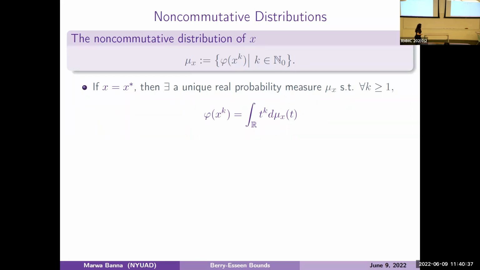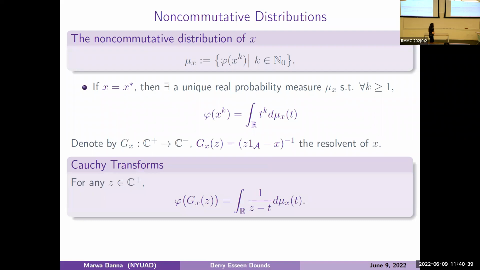So mu x is called the spectral measure of x. And when we are dealing with probability measures, then we have access to lots of analytical tools. One of them, we've also seen, is the Cauchy transform. Here I'm going to denote by g_x(z) the resolvent of x at the point z. And the Cauchy transform is phi of g.